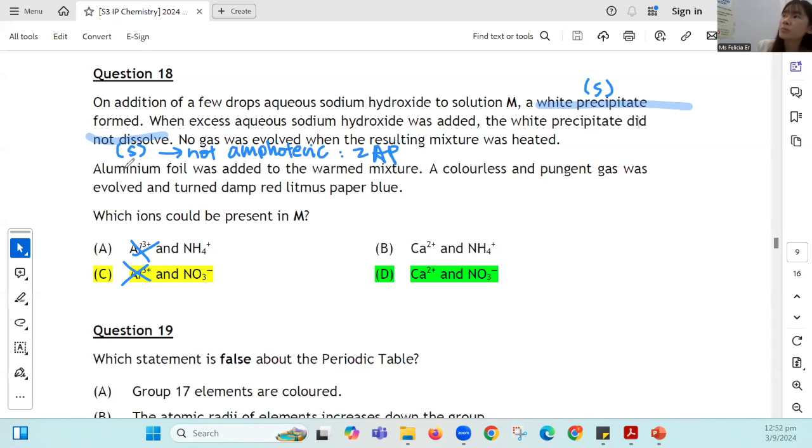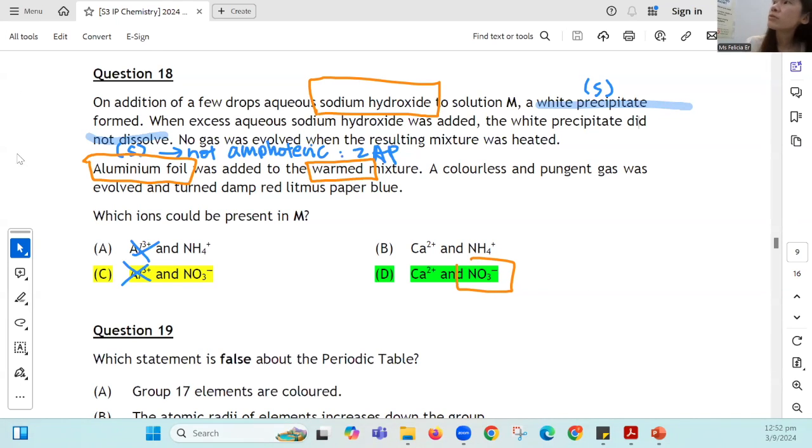Then next, this would be the aluminium foil. Remember the NaOH, just now I was telling you to write down the three of them. NaOH is to test for cation. NaOH plus warm would be to test for ammonium. NaOH plus warm plus aluminium foil would be to test for nitrate. So that's why the answer is D.